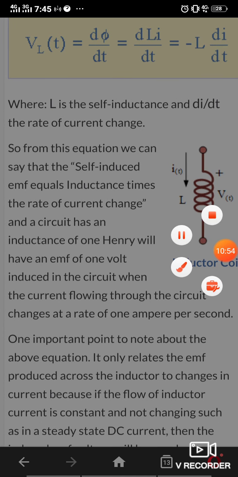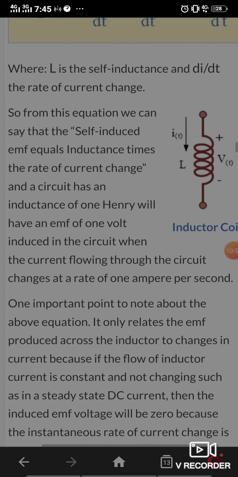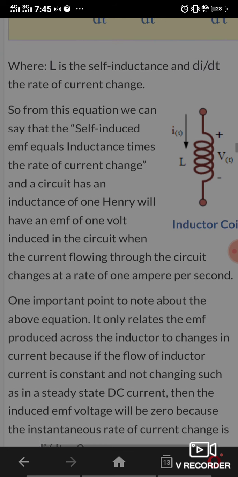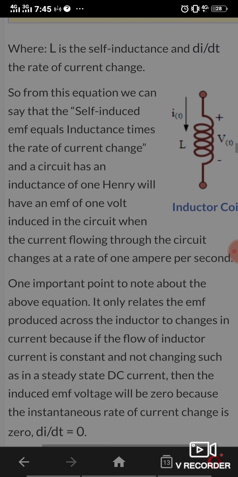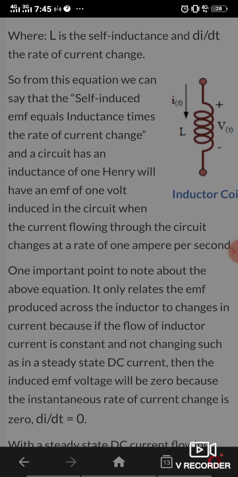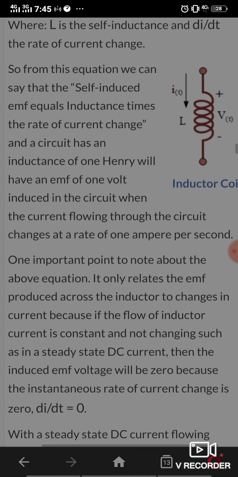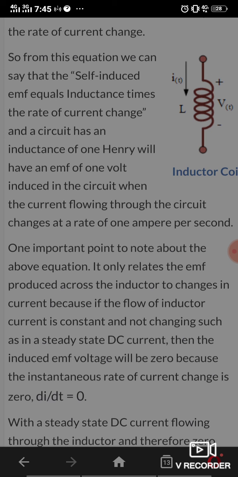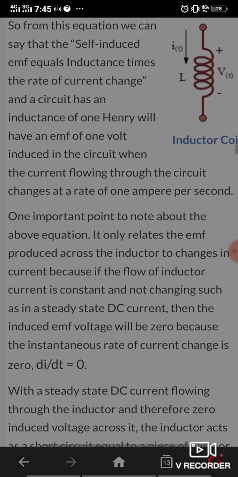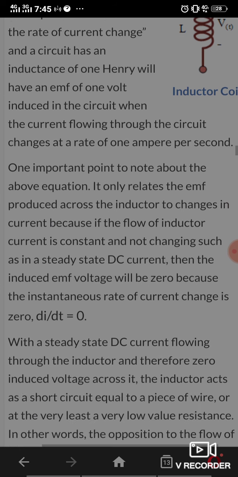changes at the rate of 1 ampere per second. One important point to note about the above equation: it only relates the EMF produced across the inductor to the change in current, because if the flow of inductor current is constant and not changing, such as in steady state DC current, then the induced EMF voltage will be zero because the instantaneous rate of current change is zero.